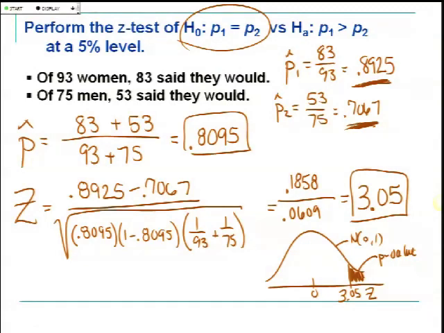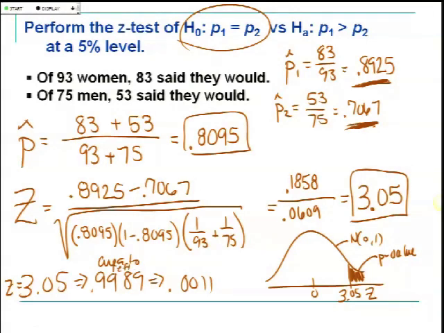What happens if I look up 3.05? Is my p-value 0.9989? Take one minus. Now make sure you don't write things on the exam like this. Do not write this: 3.05 equals 0.9989 equals 0.001. Those are not equal. They lead to the next step, if you will. A Z of 3.05 needs an area to the left of 0.9989, which gives us our p-value of this really small 0.0011.